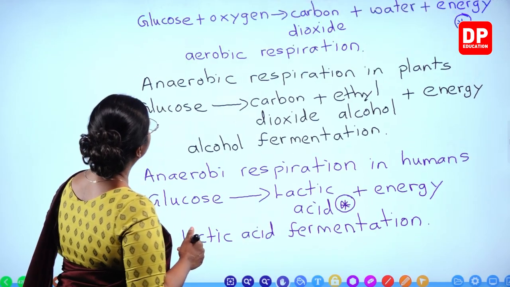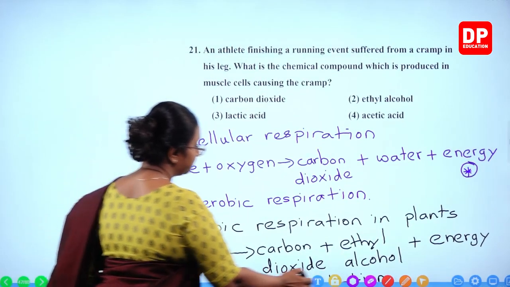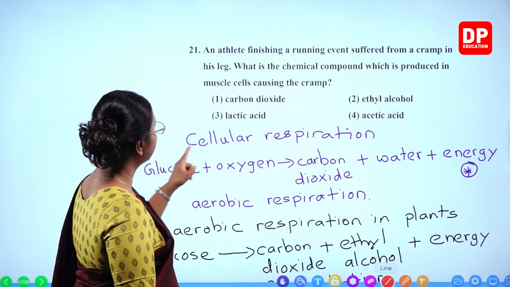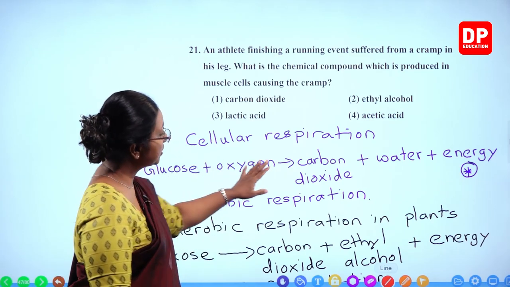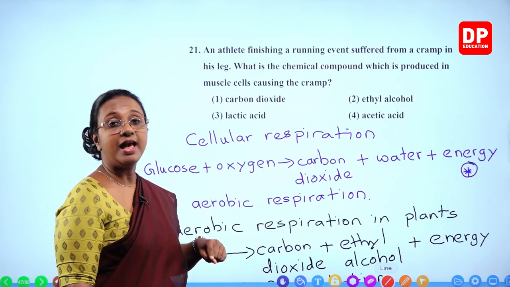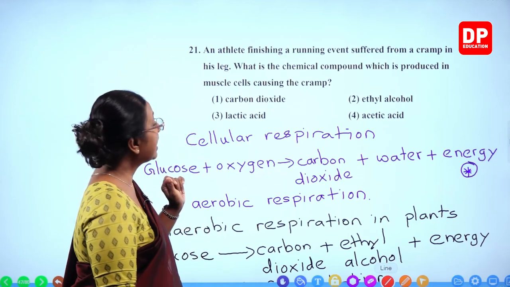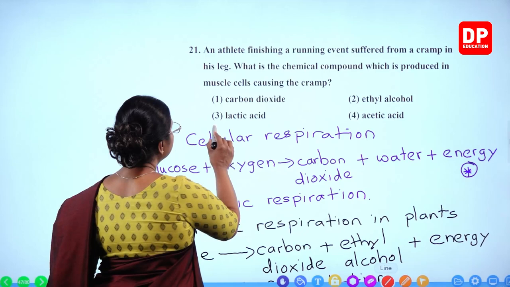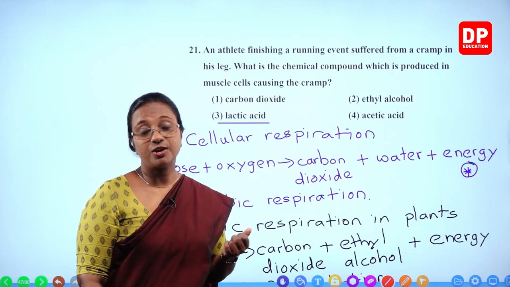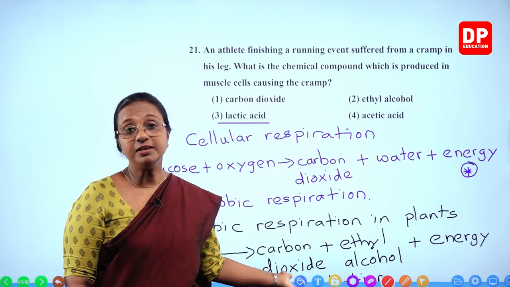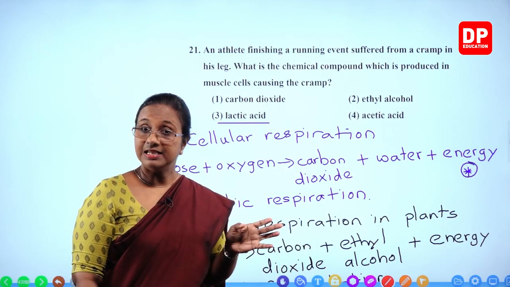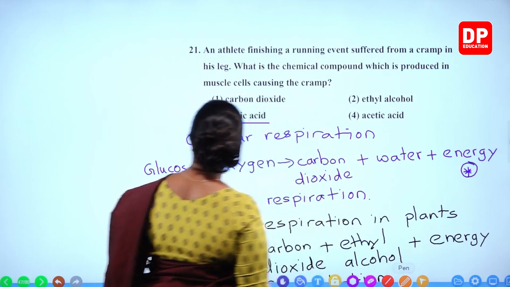So then, if we look at the answers given there, what is the chemical compound which is produced in muscle cells causing the cramp? Carbon dioxide, in normal respiration and alcohol fermentation. Ethyl alcohol, alcohol fermentation in plants. Lactic acid, that is the compound in human cells. And acetic acid, of course, is a component of vinegar. It is not produced during cellular respiration. So the answer is lactic acid. Is that clear, students? So then I'll move on to the next one.